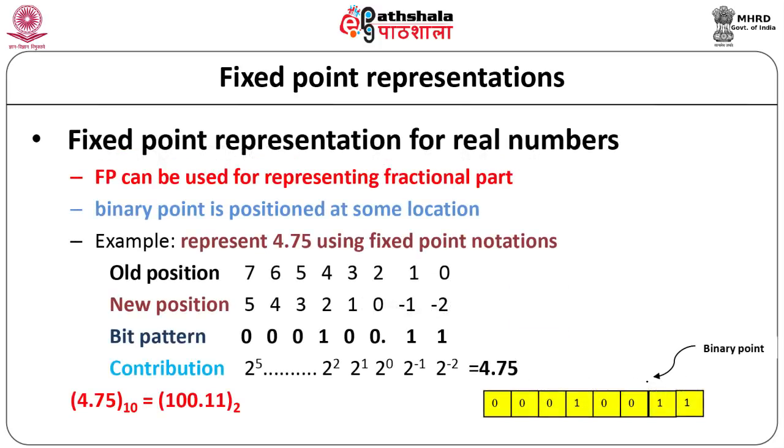It is possible to use fixed point representation for real numbers. The binary fractions can be stored by scaling the numbers so that the binary point is positioned at some other location. For example, let us consider the representation of 4.73. The binary representation of the above decimal number is 0100.11, which is shown in the figure.